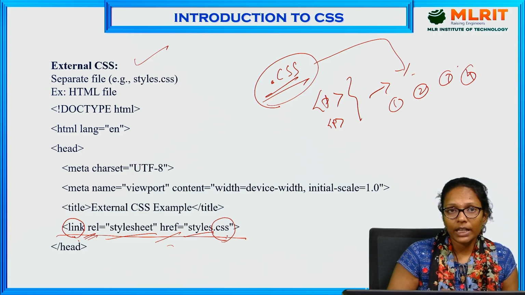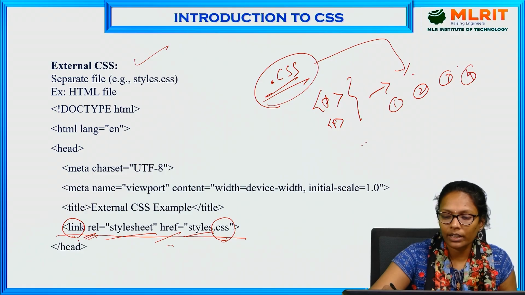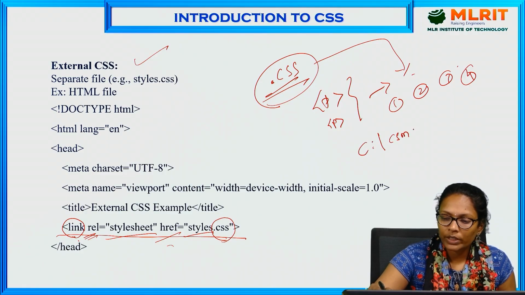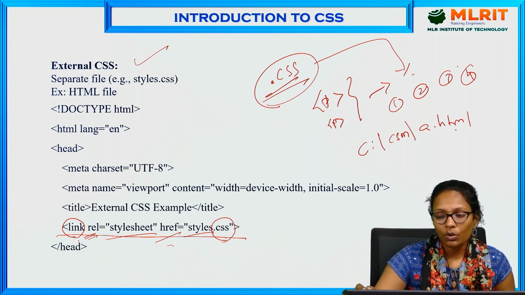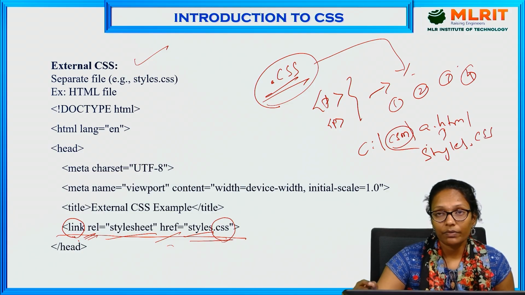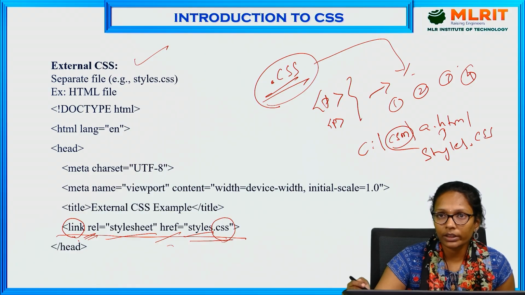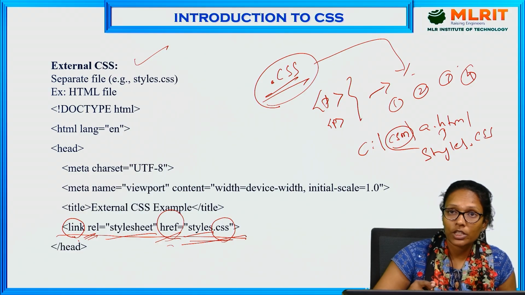If it is available in the same folder in which your program is available, for example, your file is available in C drive in a folder called CSM, so in the CSM folder, directly my HTML file is available, then this styles.css should also be available in the same folder, CSM. If it is not available in the CSM folder directly, then in the href place, you need to mention the complete path.